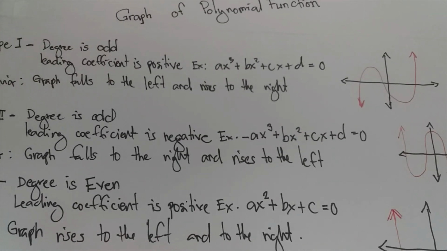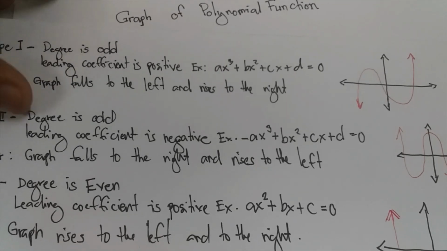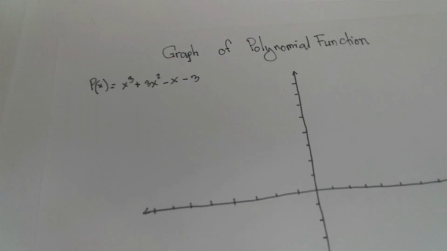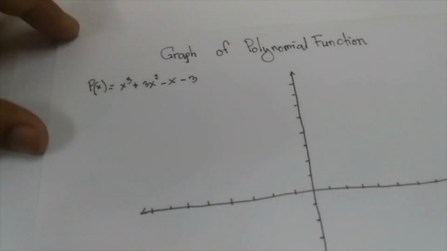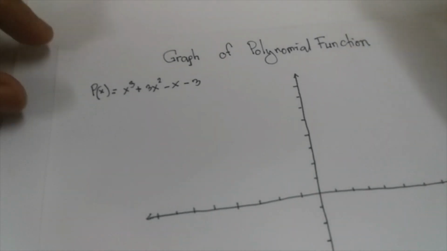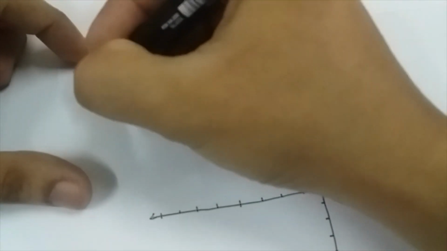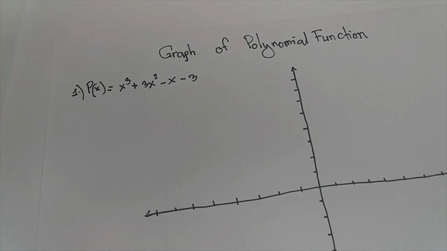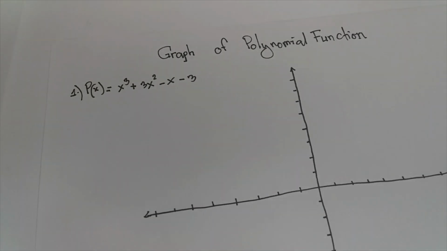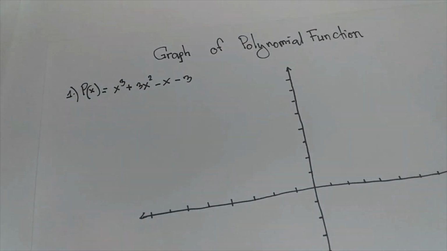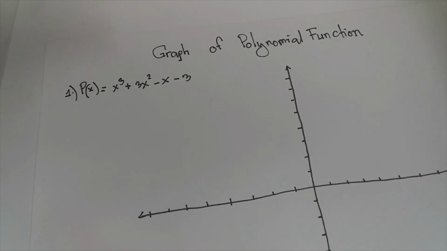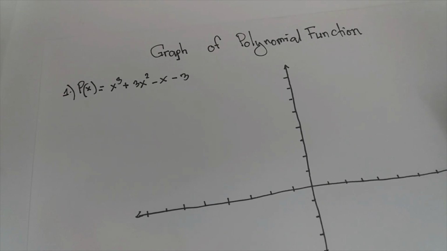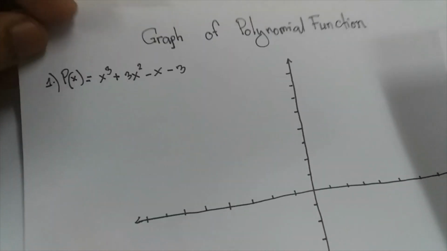Okay, let's consider the example. Example number 1: the polynomial of x is equal to x cubed plus 3x squared minus x minus 3. I have here the steps in graphing polynomials. First, we have to determine the end behavior. It is either type 1, type 2, type 3, or type 4.